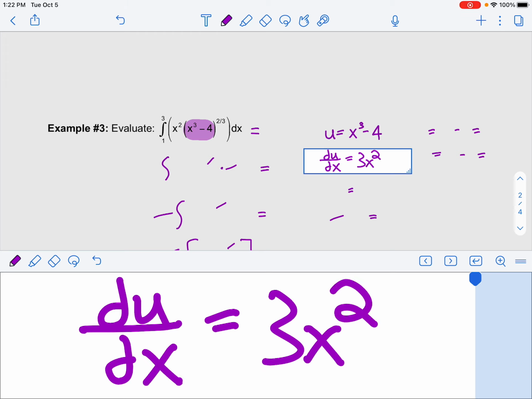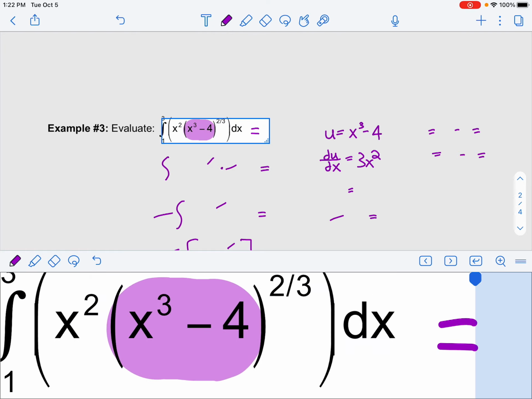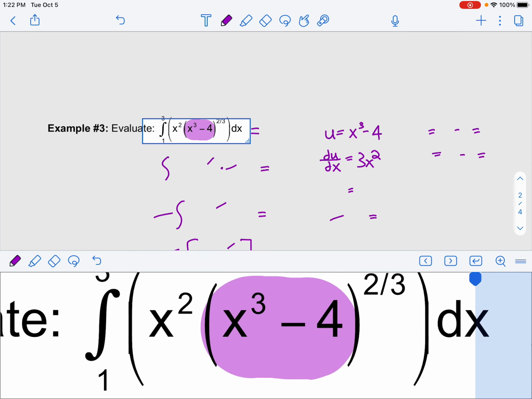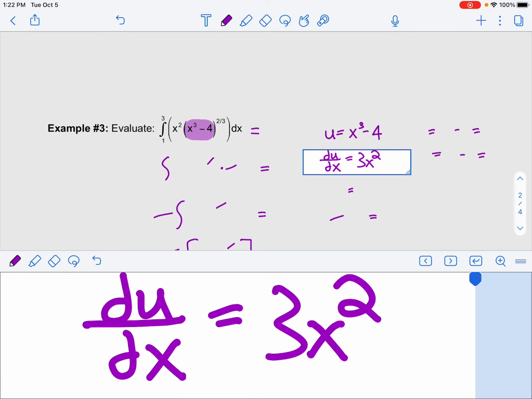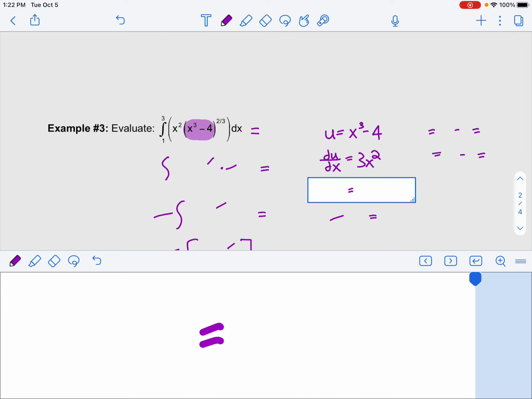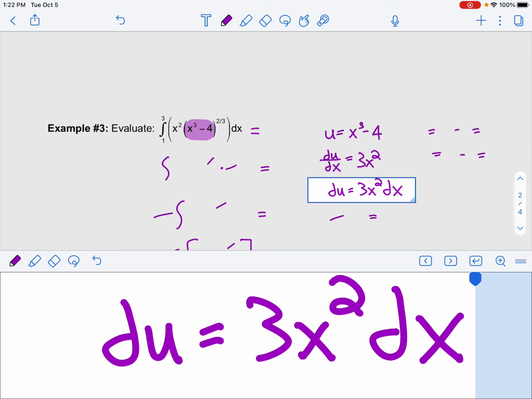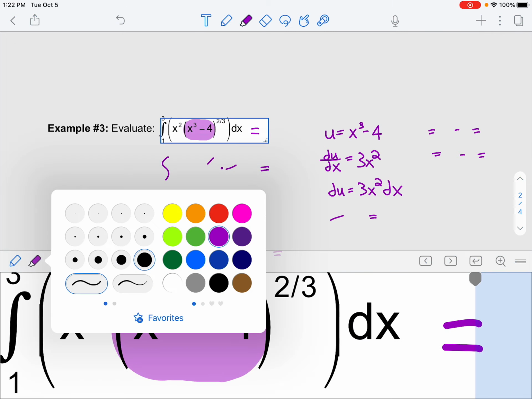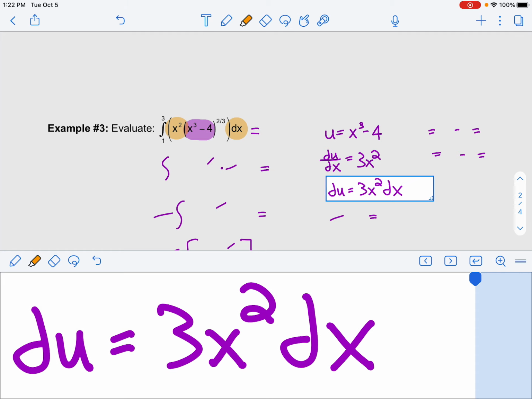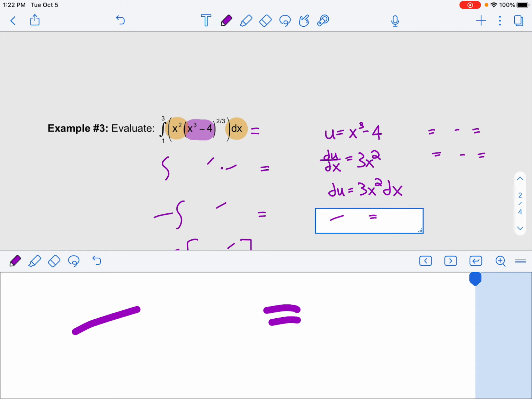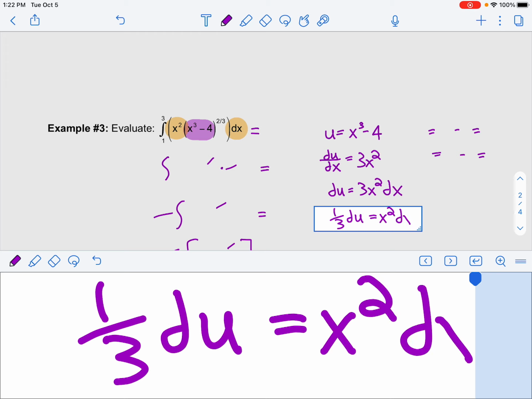Now, unlike the last couple of examples we've looked at, here the derivative has an x squared in it, and I have an x squared as a part of my integrand. So I won't have to solve for x like I did in the last couple of examples. So instead, I'm just going to do what I normally do. I'm going to multiply the dx over, 3x squared dx, and now I'm going to try to get x squared dx by itself, because that's in my integrand. And so in order to get that, I'm going to divide by 3. So I get 1/3 of du is equal to x squared dx.